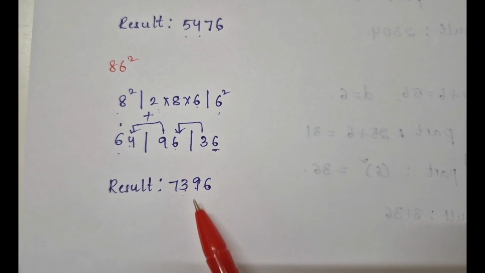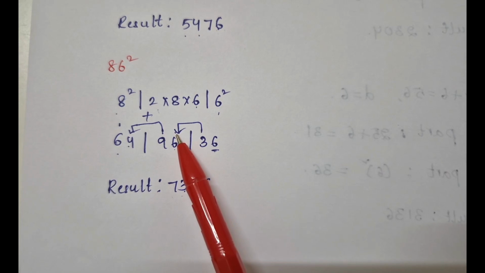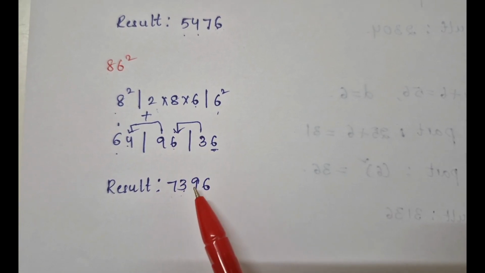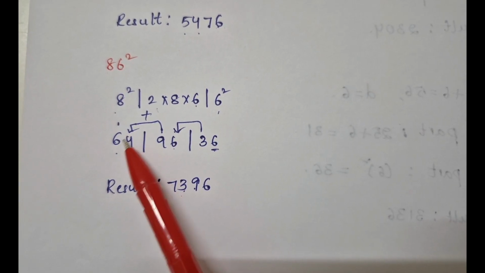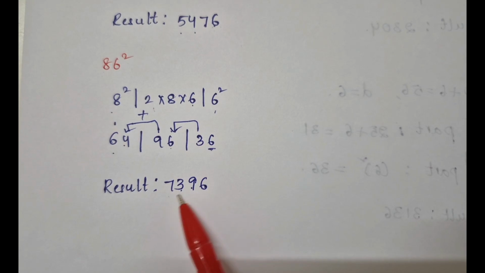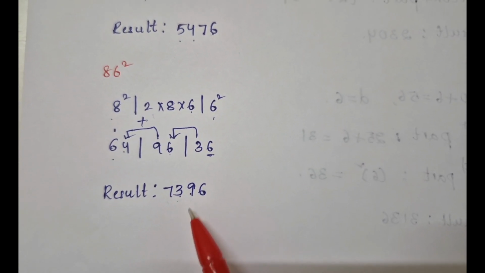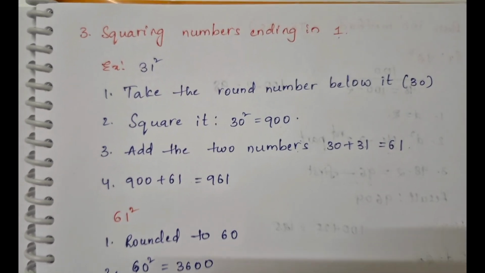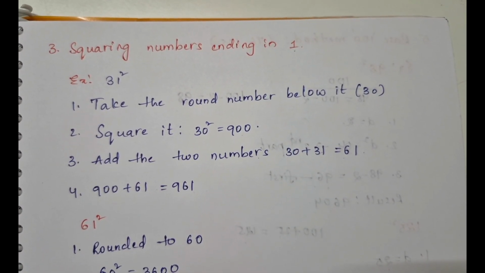So the unit digit we will write as it is, and this 3 is carry forwarded and added to the before digit. So 3 plus 6 equals 9, and this 9 is also added to the before number here. So 9 plus 4 is 13, or 64 plus 9 is 73. So what is the result here? We got 7396. This is the universal crisscross method, and this is a very easy method. If you need to find the square of any number, you can blindly use this method.